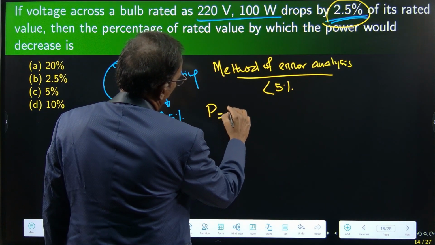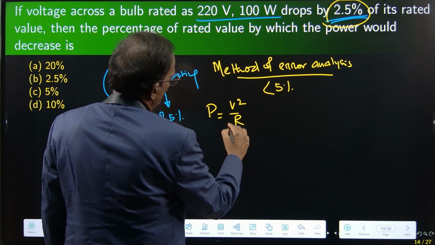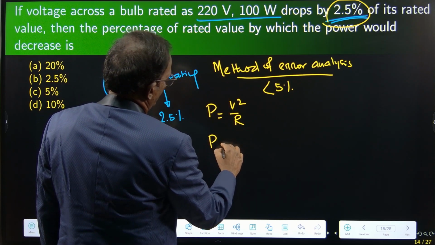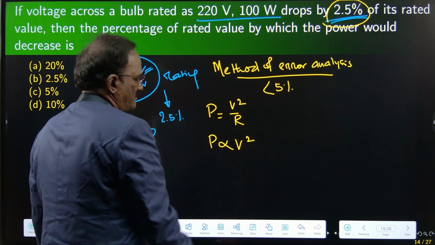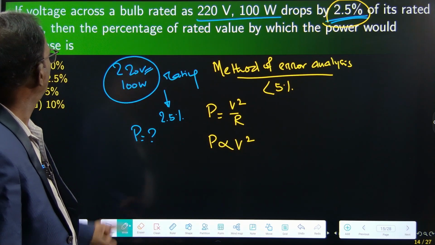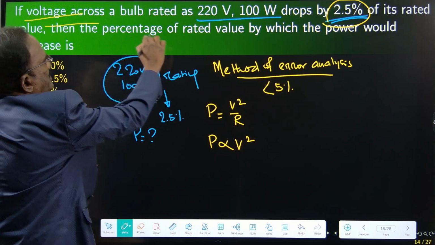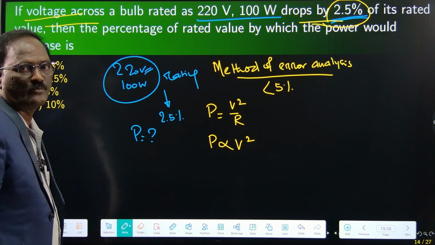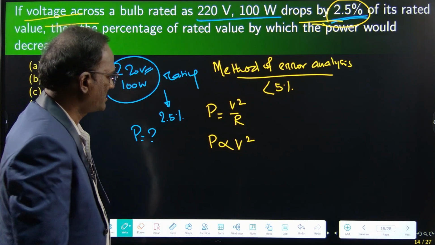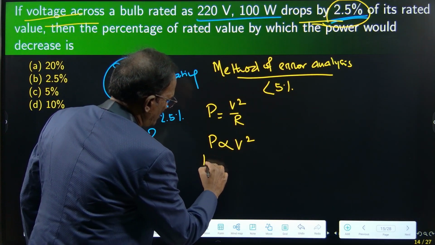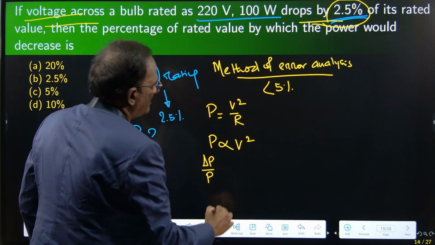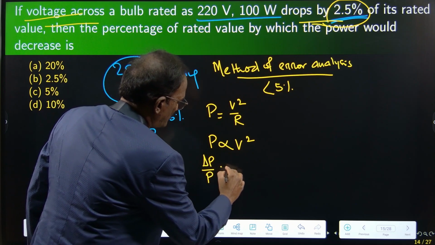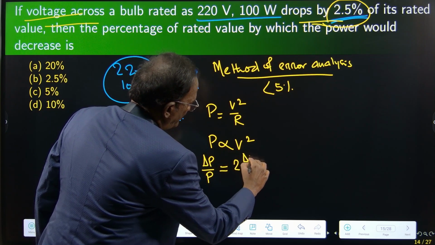So P is equal to V square by R. R is constant. Now V is changing. So P is proportional to V square. The voltage across the bulb drops, 220 volts changes, and 2.5% is the change. So from here, using the method of error analysis, I will write delta P by P is equal to 2 into delta V by V.